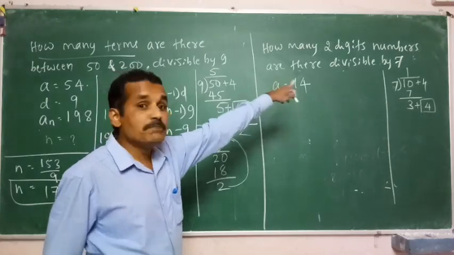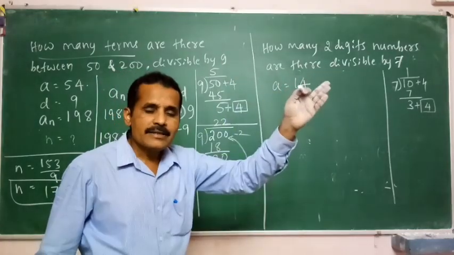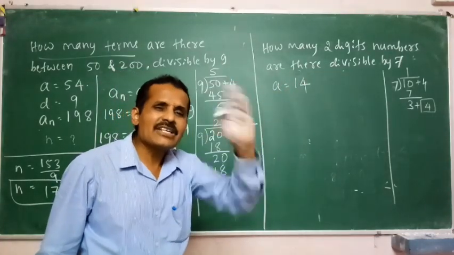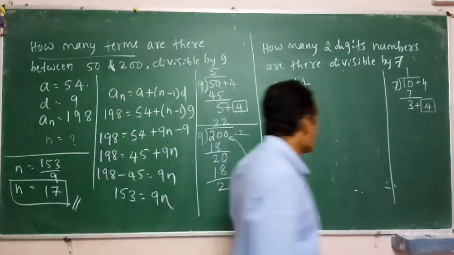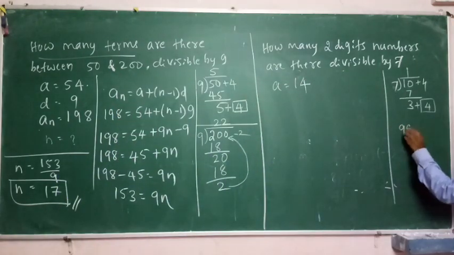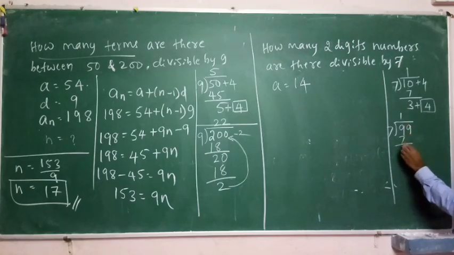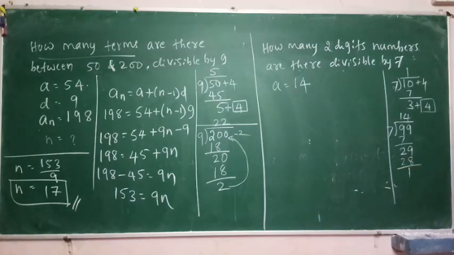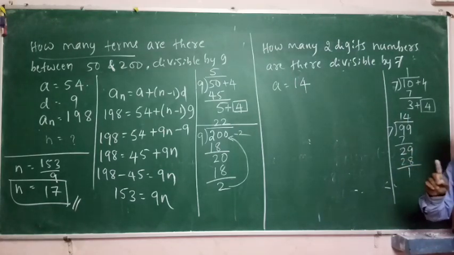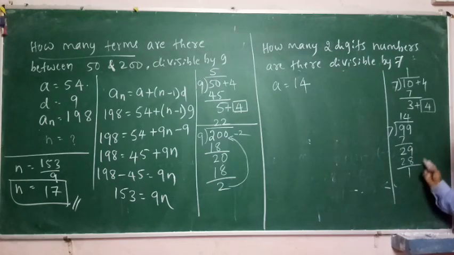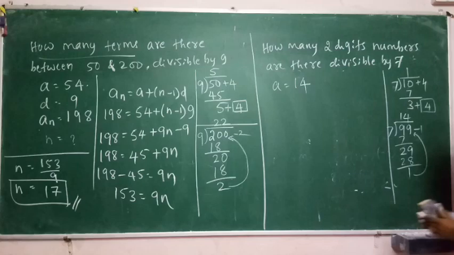Okay, let me go for the biggest number. That means just smaller than 99 divisible by 7. Come on, 99 divided by 7. 7 ones are 7, 2, 29. 7 fours are 28, remainder 1. Don't add. Whatever the remainder comes, just subtract. Just subtract 1.